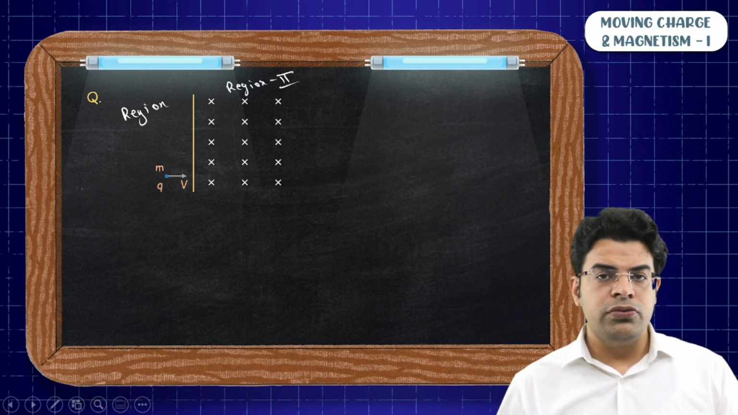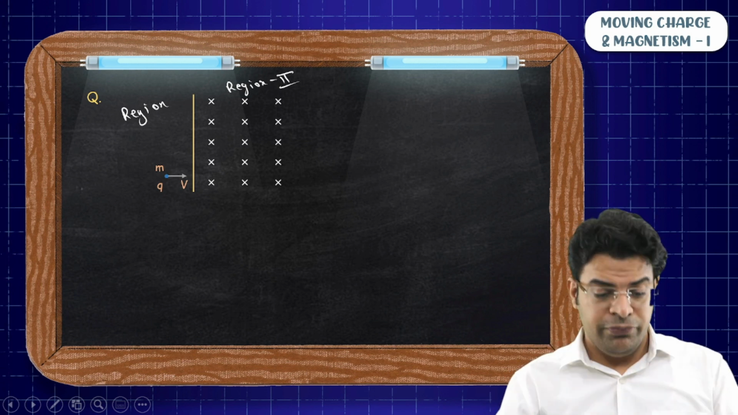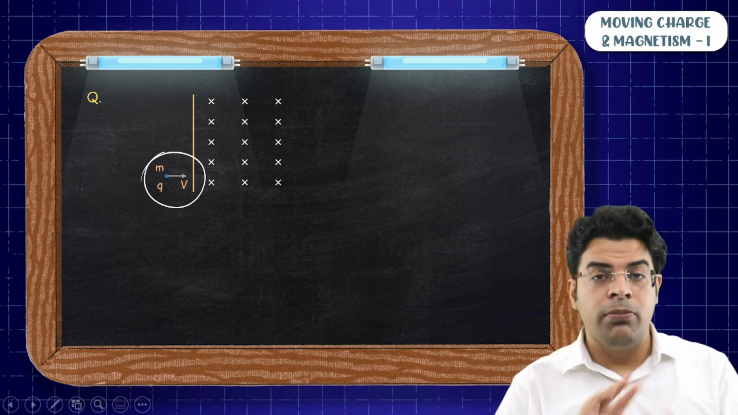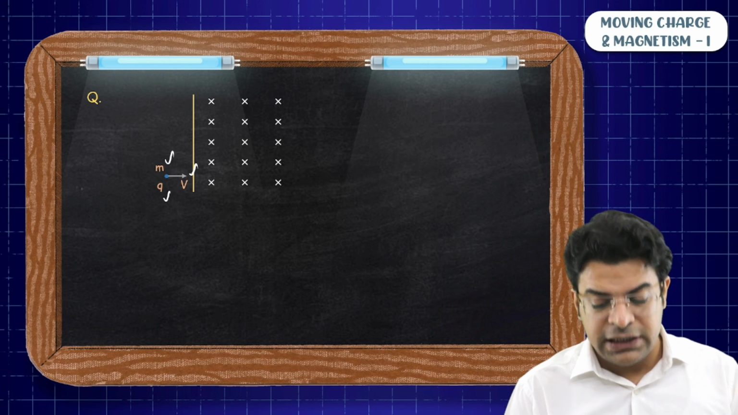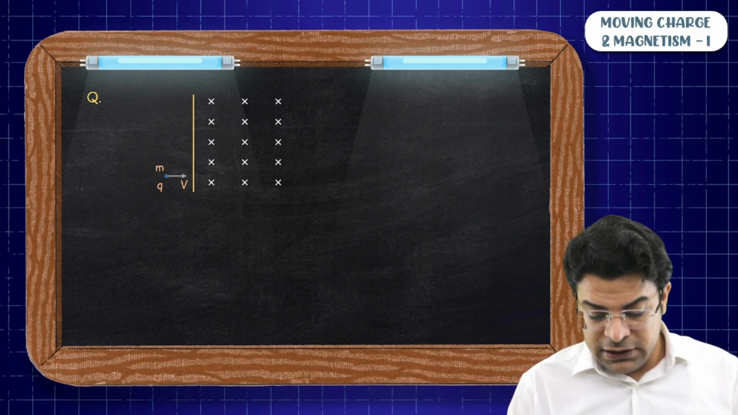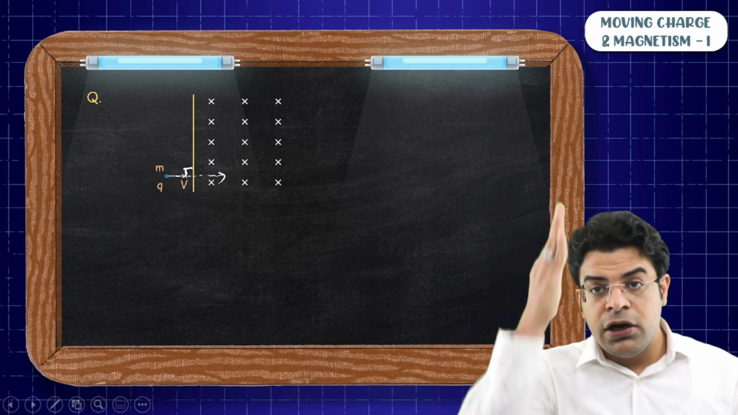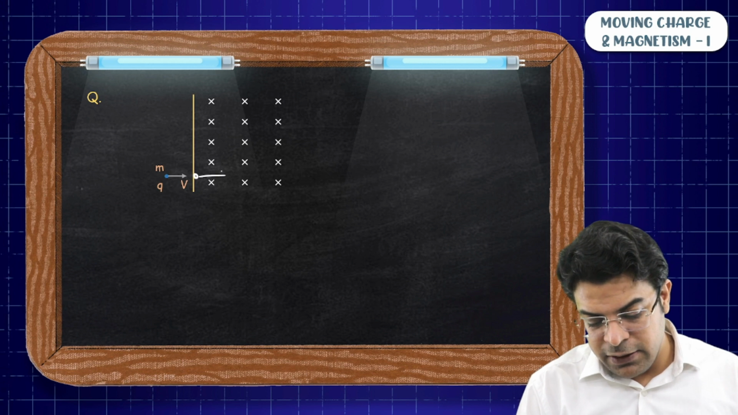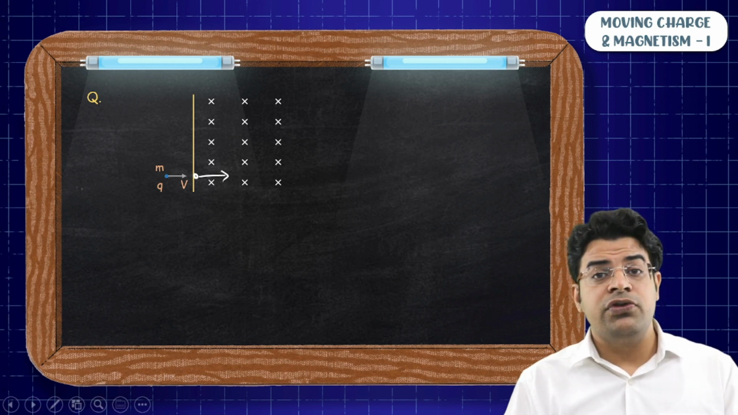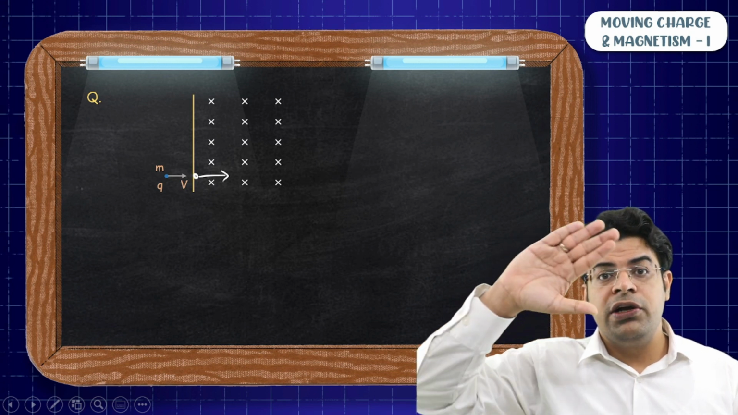In region 2, you can see there is an inward magnetic field going into the screen. And in region 1, there is no magnetic field. A charged particle of mass m, charge q, is projected with a speed v. This charged particle enters the magnetic field region perpendicular to the boundary. Once it enters, the magnetic force starts acting on it, and because of this magnetic force, it will go into a circular path.